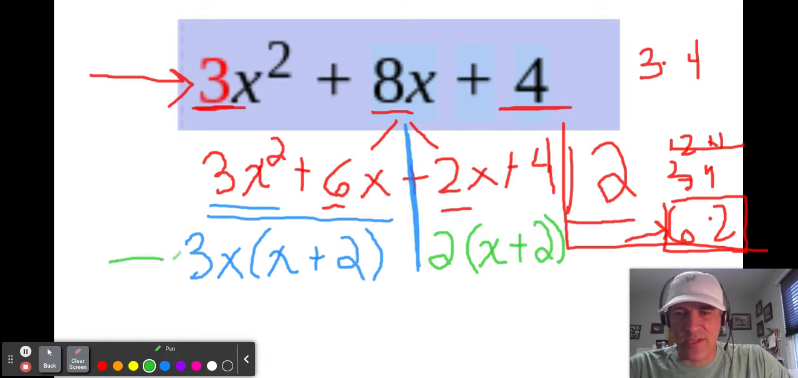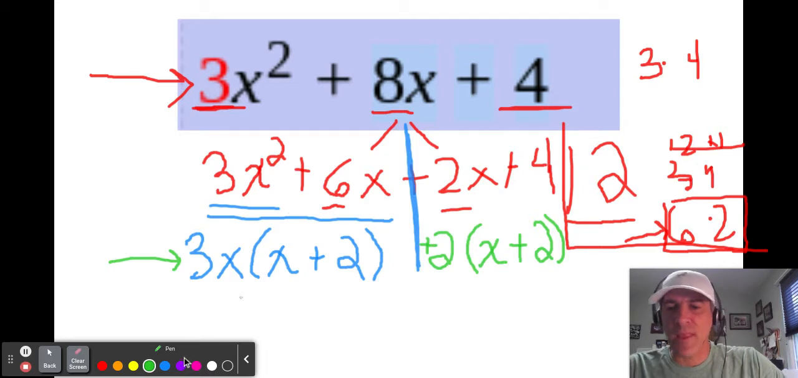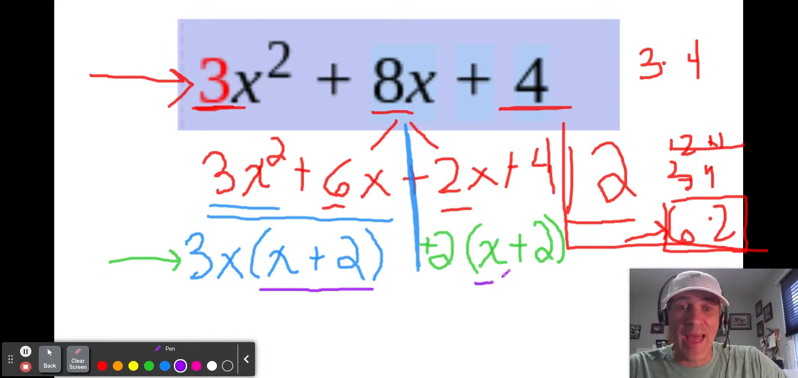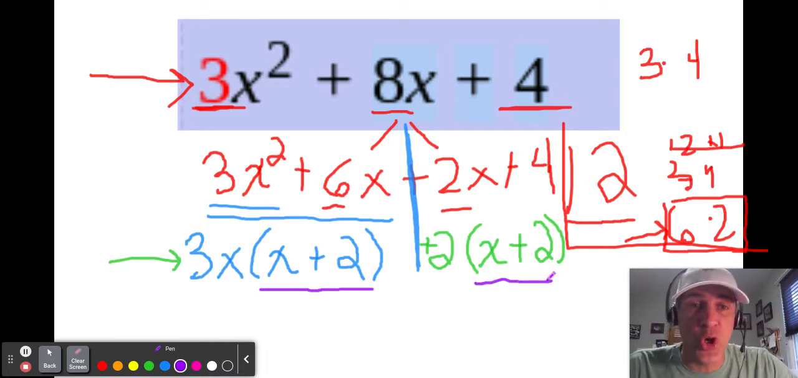All right, so now this is my next step. This is where I am now. I have my 3x, and then x plus 2, and then I have a 2 and an x plus 2. Now note, when I have factored out 3x, I'm left with x plus 2. When I factor out a 2, I'm left with an x plus 2. It should always be the same thing.